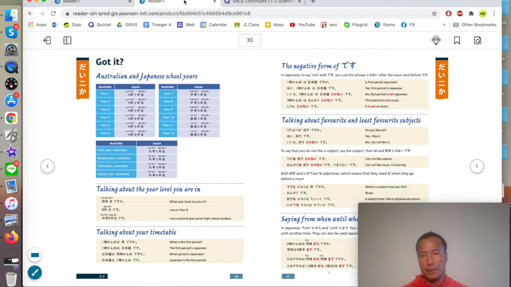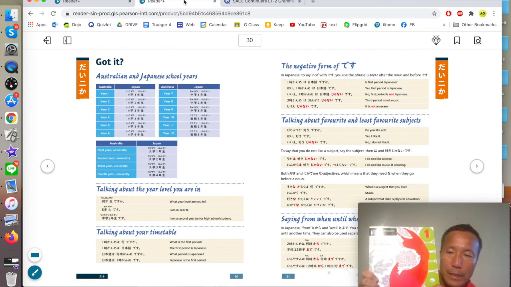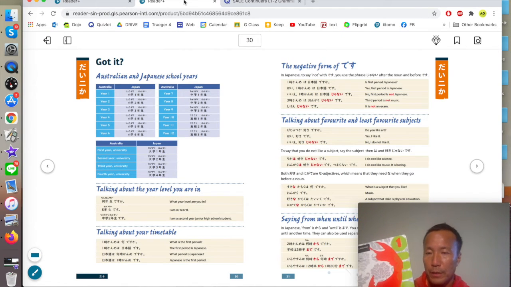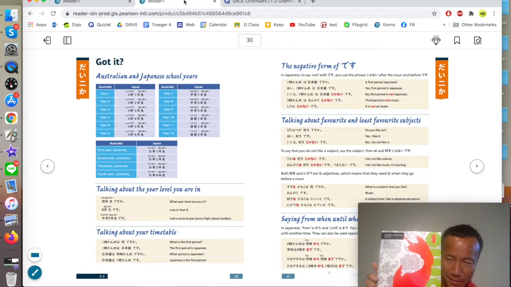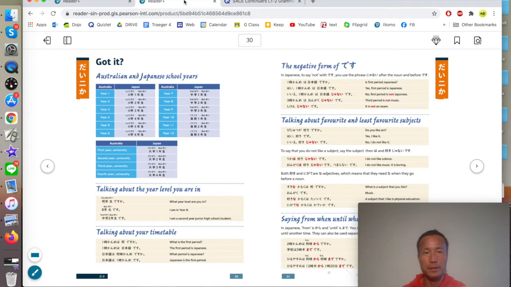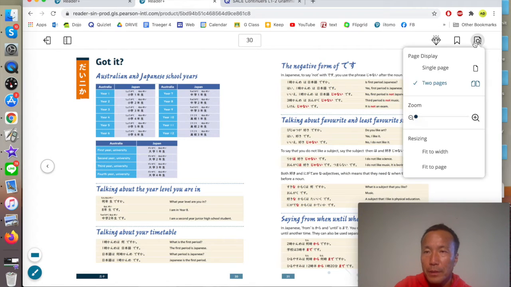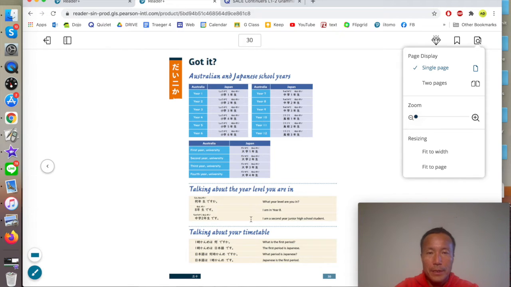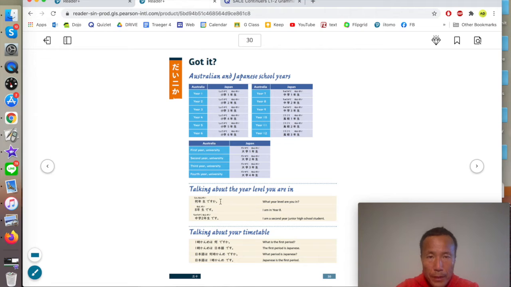Again, this screen recorded text is coming from this Itomo. Now this says 1, but you are studying Itomo 2. So congratulations. Let's get started. Let me make this bigger so that you can see better and I can see better. Alright, let's start. First one is talking about the year level you are in.